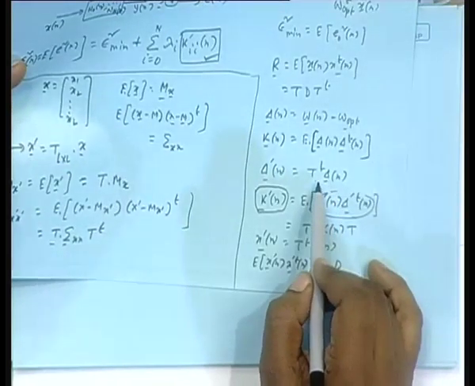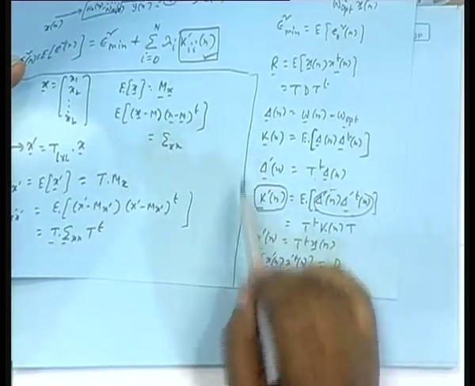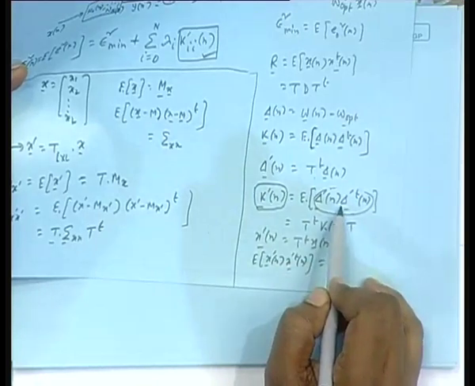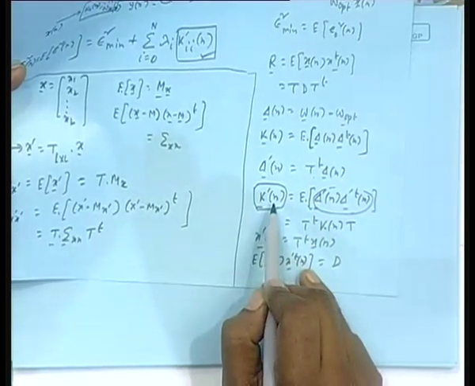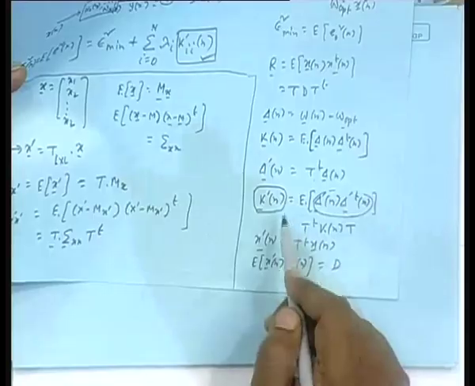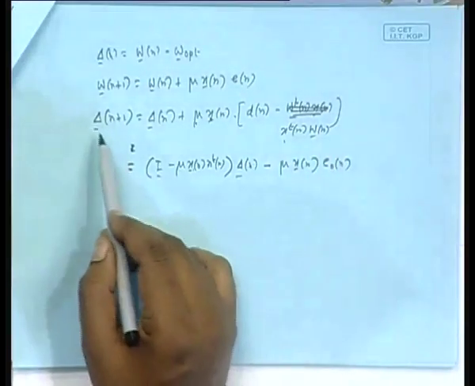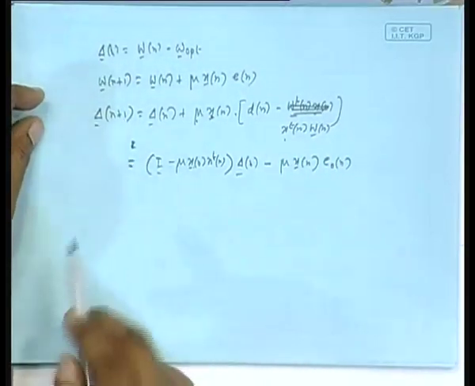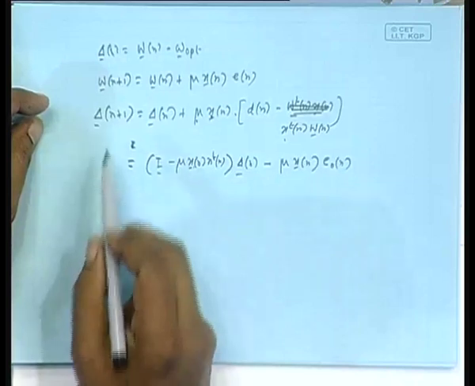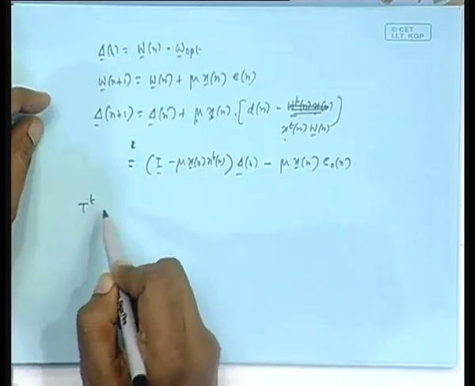That means delta n is not enough. I have to take T transpose delta n, find this out, then take the correlation of that for the n plus 1th index and write that entire thing in terms of its value at the nth index. So delta n plus 1 is not enough. I have to multiply this by T transpose.